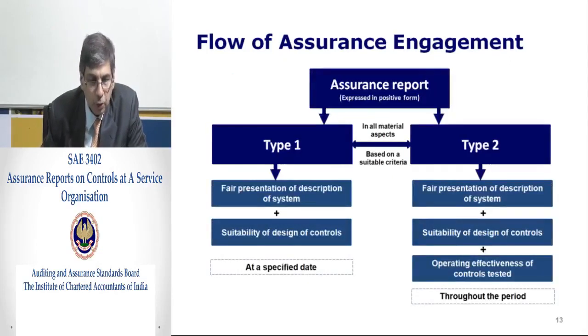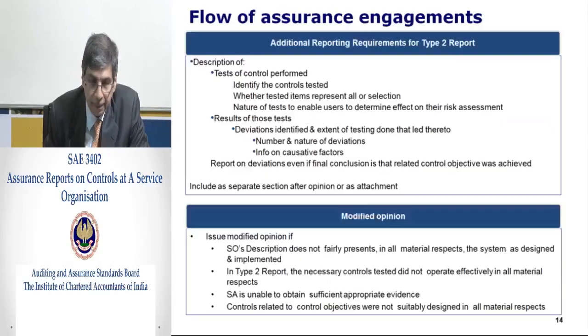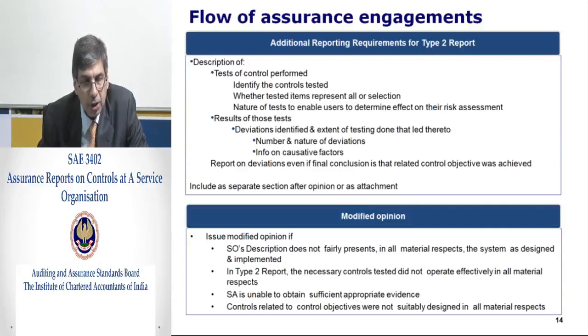So, assurance report type 1 and type 2 reports, we have expanded on this earlier. Type 1 is really commenting upon the description of the system and the design of the controls, at a specified date. A type 2 report not only covers what a type 1 report covers, but also the operating effectiveness of controls tested throughout the period. What are the additional reporting requirements for a type 2 report?